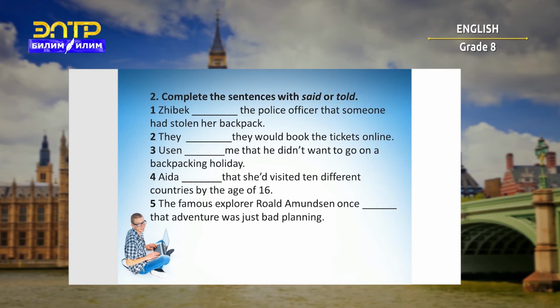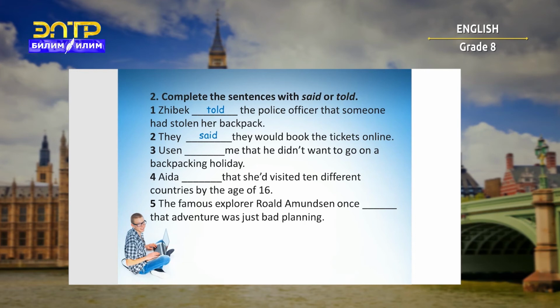Okay, now let's check your works. Sentence number 1. Jibek told the police officer that someone had stolen her backpack, because we have somebody he talks to. That's why we use the verb told. Number 2. They said they would book the tickets online. We have nobody they talk to. That is why we use just said.